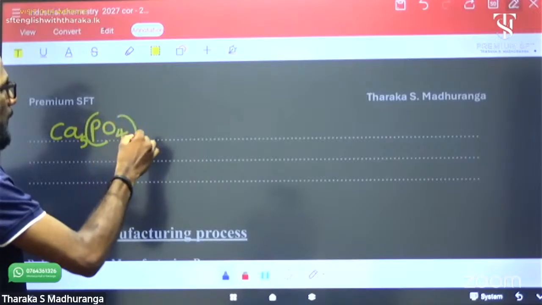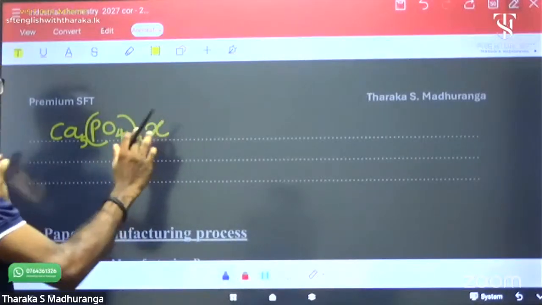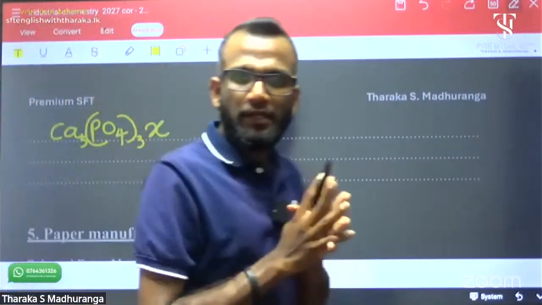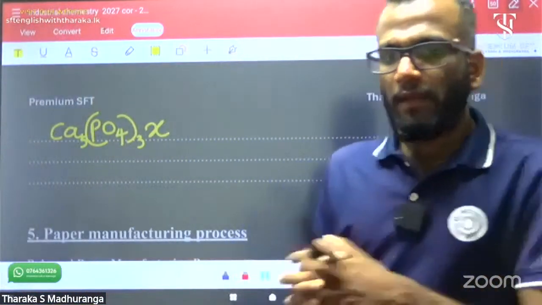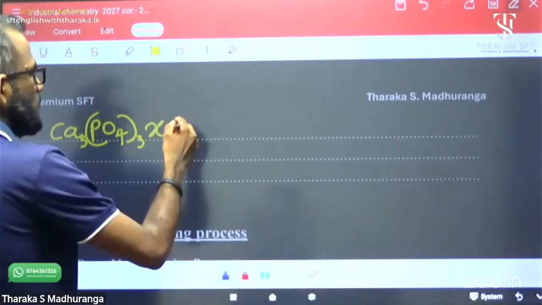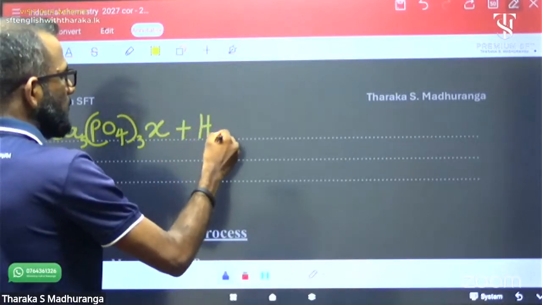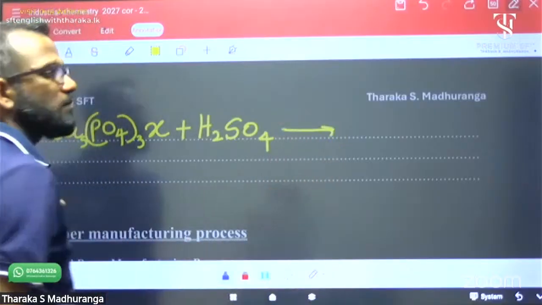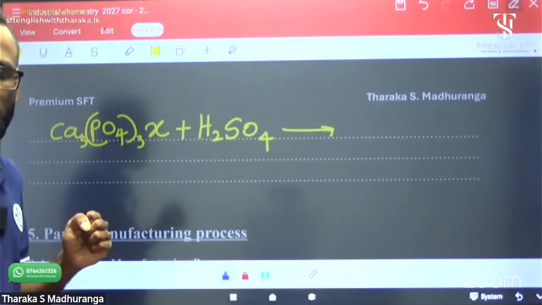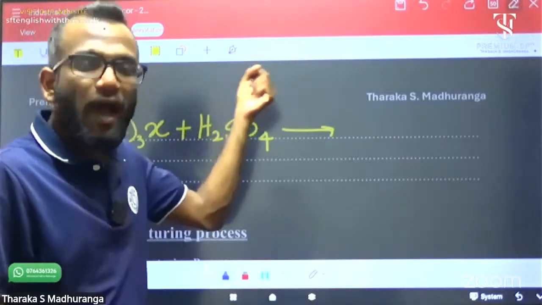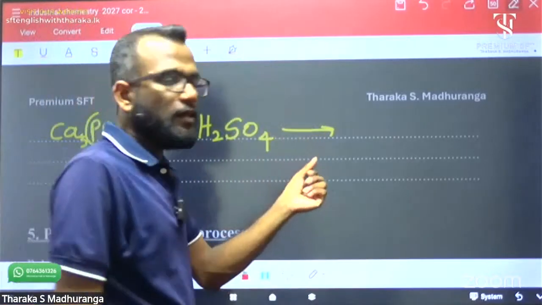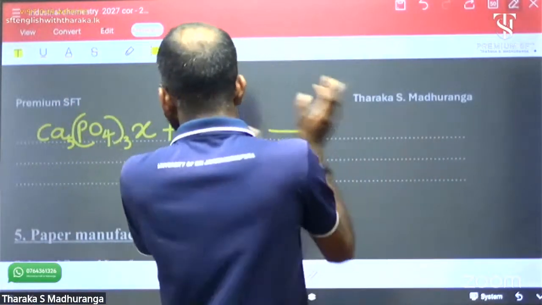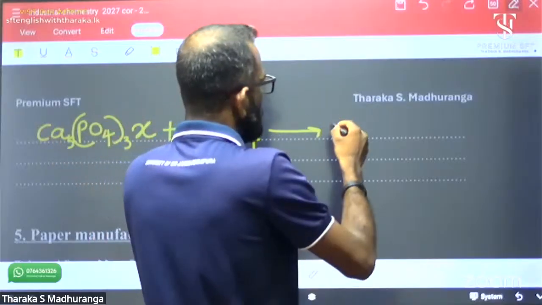X means whatever apatite type. Whatever apatite type reacts with H2SO4. This is the acidification process. It produces calcium hydrophosphate. Calcium hydrophosphate is water soluble. This one is not water soluble.